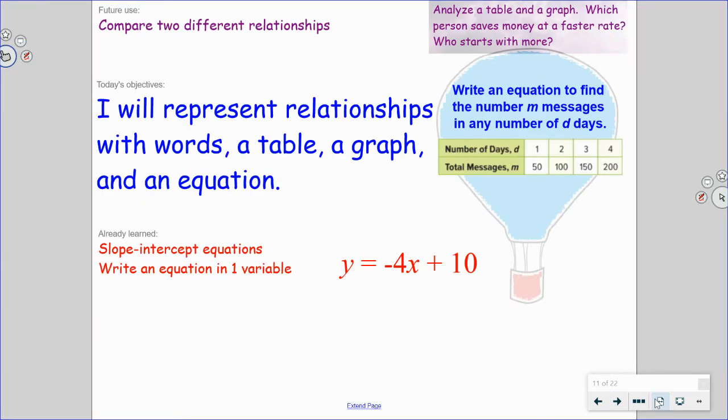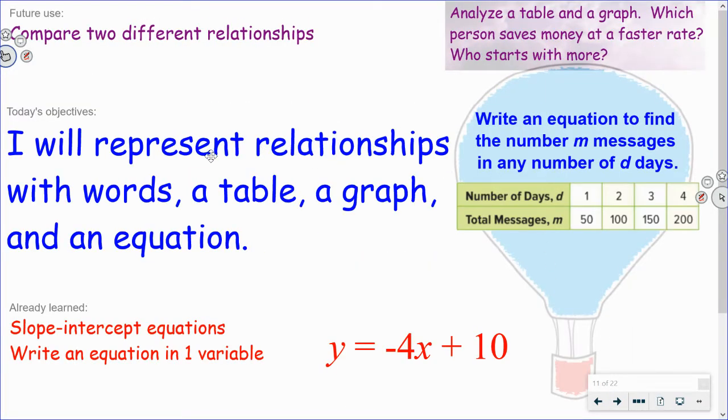Now, we have discussed this before. Our goal is to represent relationships in 4 different formats. We'd like to use words. We'd like to represent it with a table of values, a graph, and an equation.